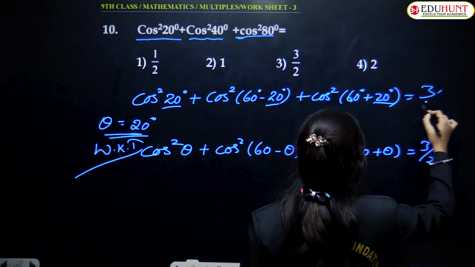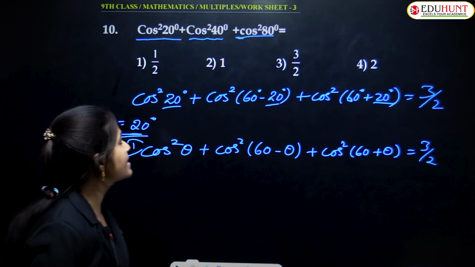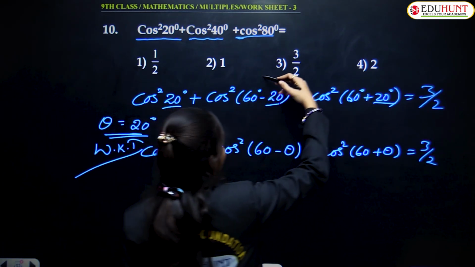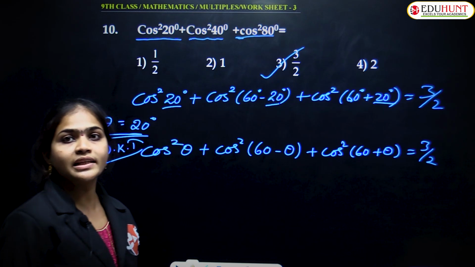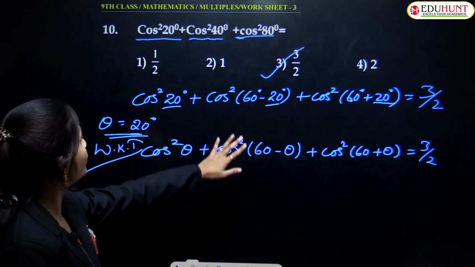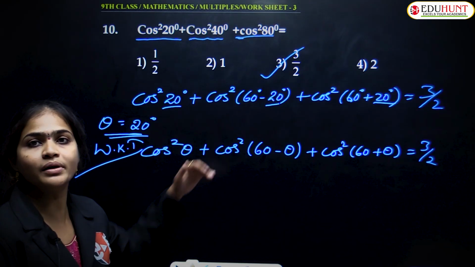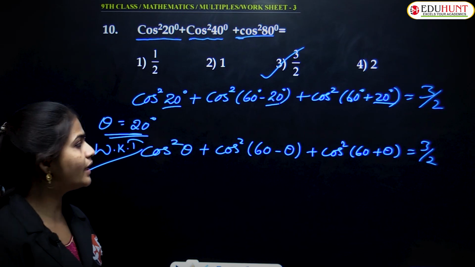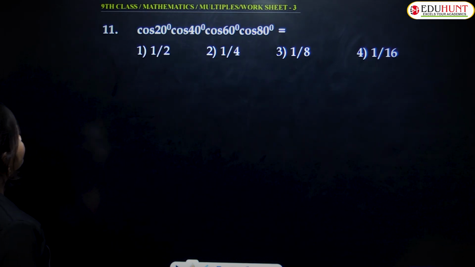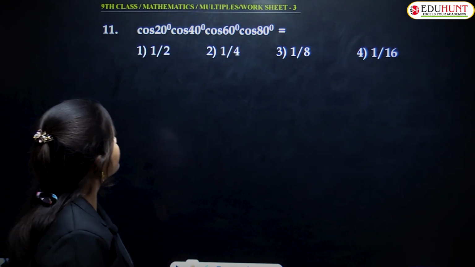So the same identity we have to apply here. So directly we can say the answer is 3 by 2. So which option is correct here? Option 3 is correct. So children, here no need to prove anything, we just have to remember that identity. Okay, so let us see the next question. Yes, this is an important question.